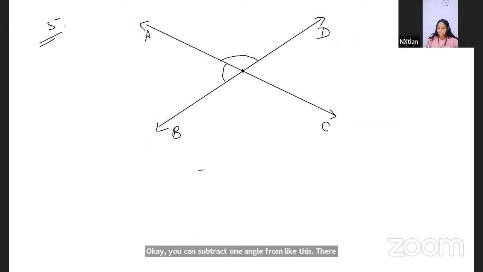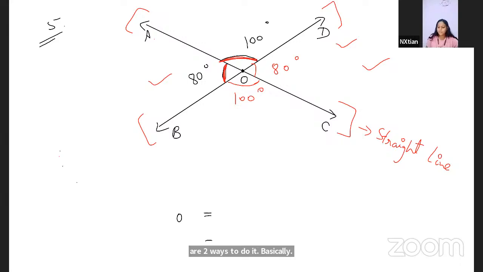There are two ways to do it basically. Using the vertically opposite angle property I just showed you: if two lines are cutting and the upper angle is 100, for example, then the angle right below it will be 100 because vertically opposite angles are equal. Or if the side angle is 80, then the angle opposite to it, forming on the other side, will be 80.